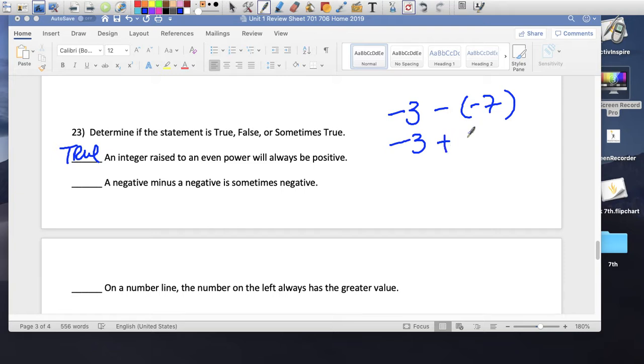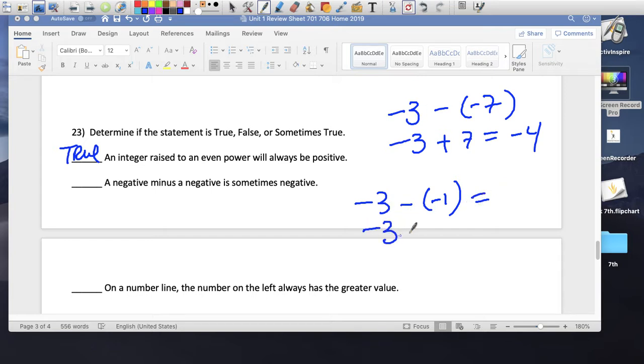Negative 3 plus 7 becomes negative 4. That didn't work there. Let me pick a negative 3 minus, and let's not go as high as 7. Let's go negative 1. So let me subtract a negative number. Negative 3 minus a negative. Let's see if that gives me a negative answer.